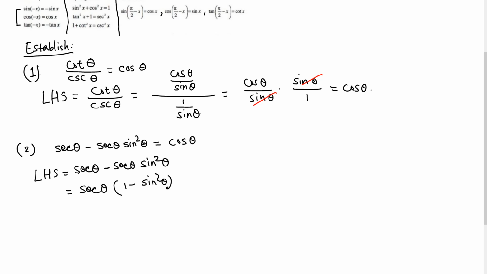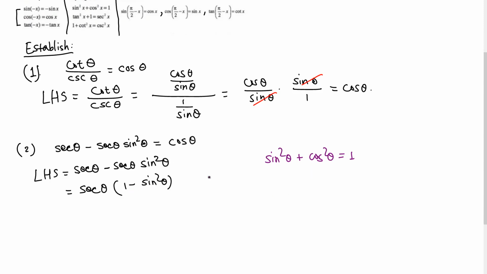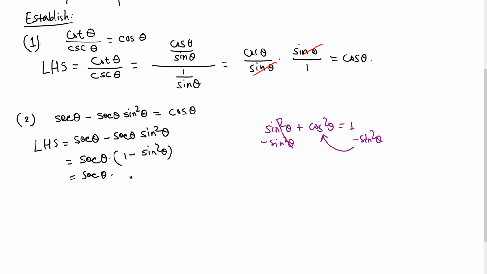Now 1 minus sine squared. Let's go up and look at this Pythagorean identity. As we know, sine squared plus cosine squared, same angle, equals 1. And we got 1 minus sine squared. From here, we can subtract sine squared from both sides. So we get cosine squared theta equals 1 minus sine squared theta. So 1 minus sine squared theta is the same as cosine squared theta. So here, secant theta times, because we are trying to simplify out of these two terms, now 1 minus sine squared is cosine squared. We can write cosine squared theta.